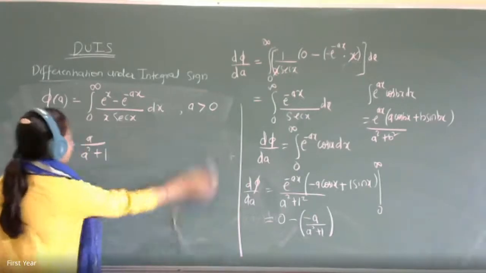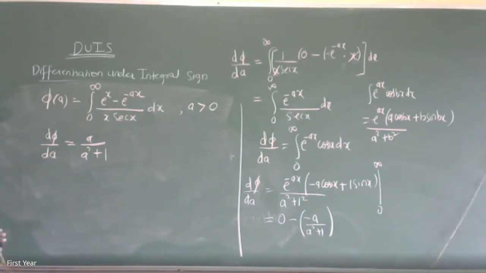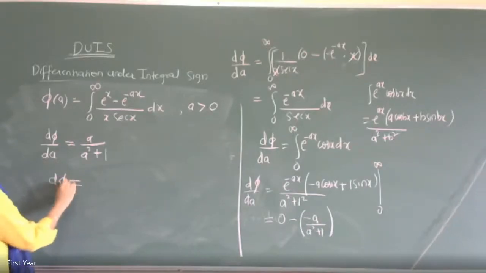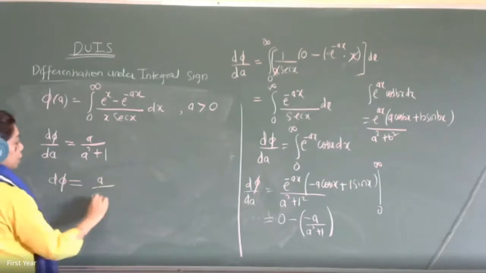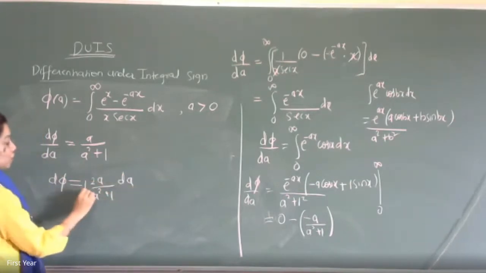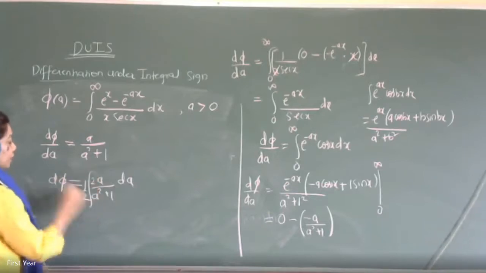This is the differential equation associated with the given integration. Absolutely right. This is variable separable. Variable separable differential equation: d phi is equal to a upon a square plus 1 dA. Derivative of a square is 2a, so adjust that and do the integration.